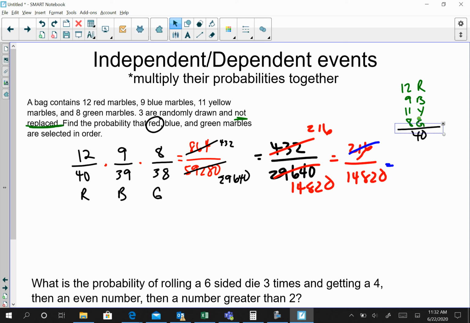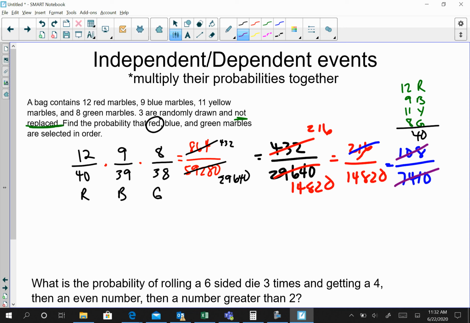Spending more time doing this than I am the actual thing. 108. And then 14,820 divided by 2 is 7410, still divisible by 2. 7410 divided by 2 is 3705 on top. 108 divided by 2 is 54. Well, they're both not even anymore, so I can't do anything there with the 2's.